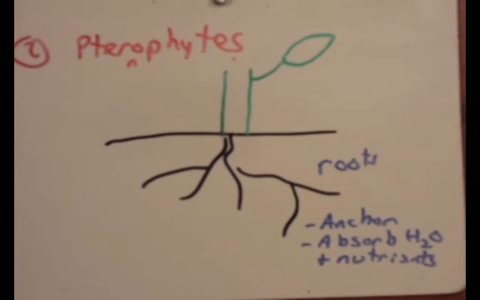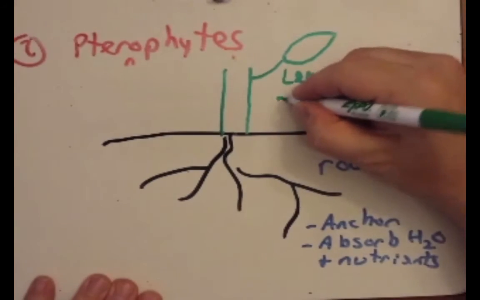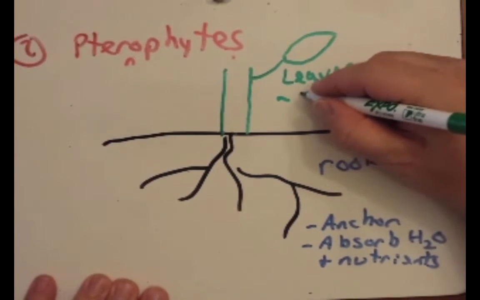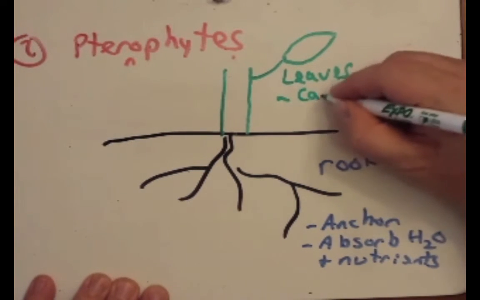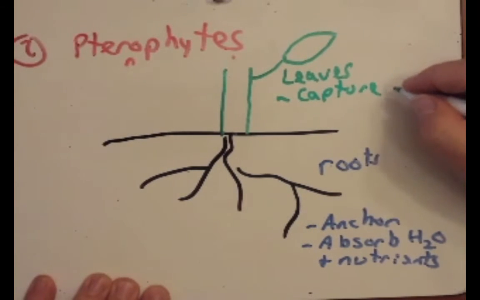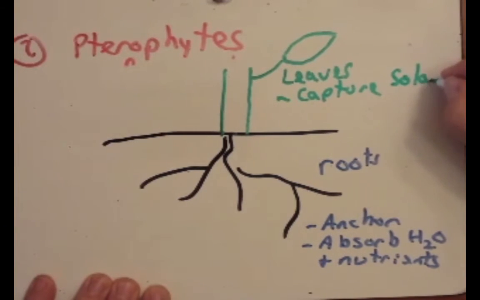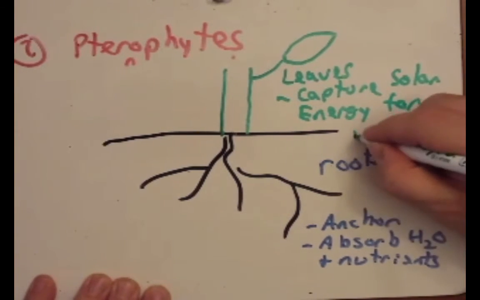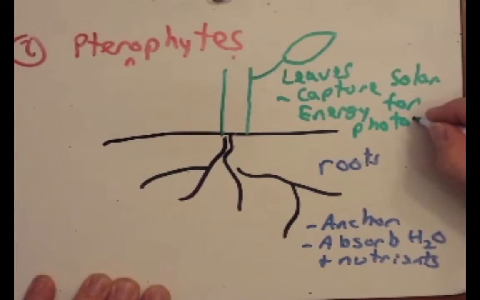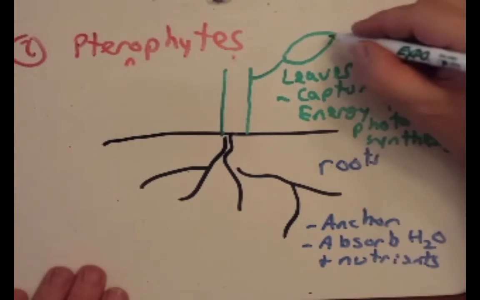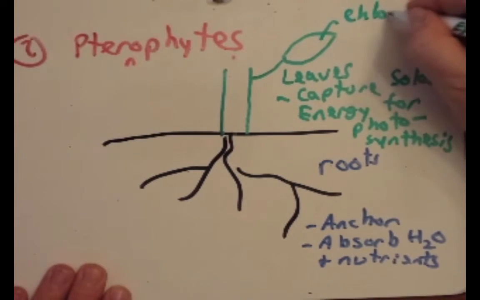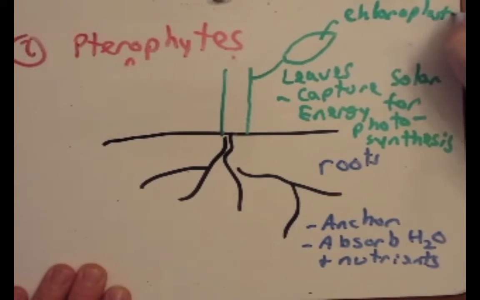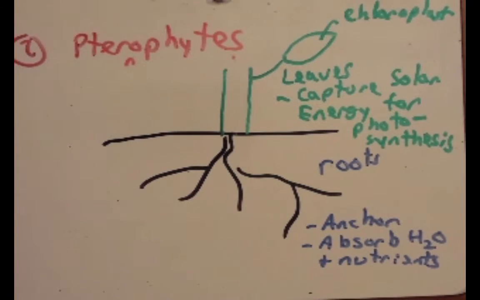Now what about the leaves? What do you need to know about the leaves? The main thing they do, their claim to fame, is that they capture solar energy for photosynthesis. Leaves also contain in them chloroplasts, which makes sense since chloroplasts are the organelles responsible for photosynthesis.